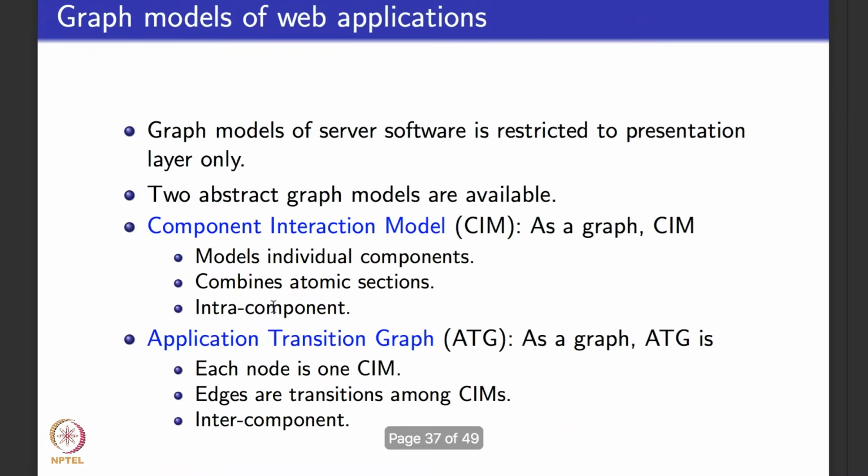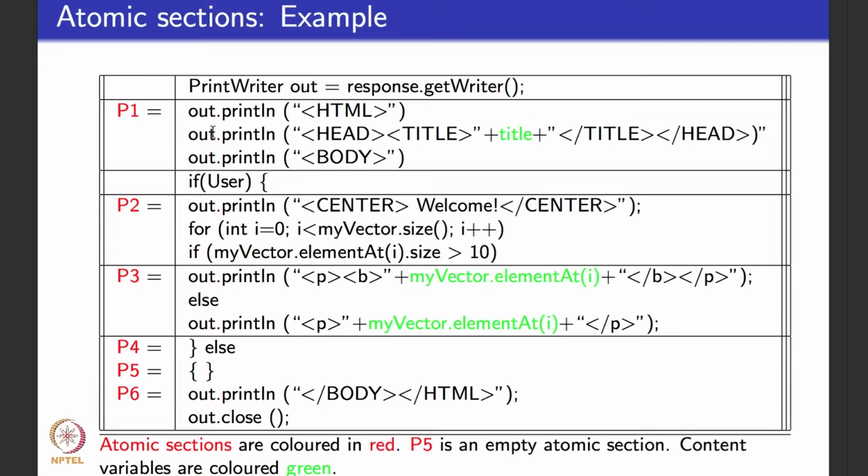If you go back to this example that we saw, atomic section P1 is printed once. This begins the HTML file, and then this is a decision statement which corresponds to the internal code present in the server. If this decision turns out to be true, which means the user is validated, then atomic section P2 is printed, where P2 begins with a welcome message.